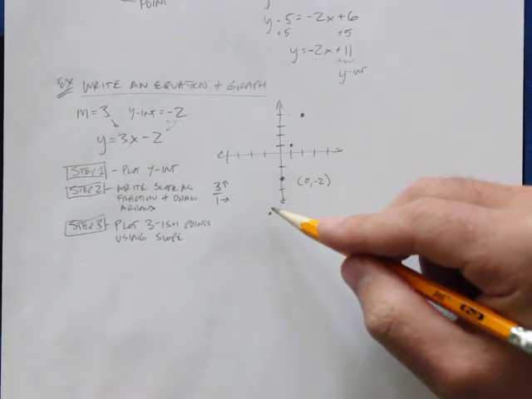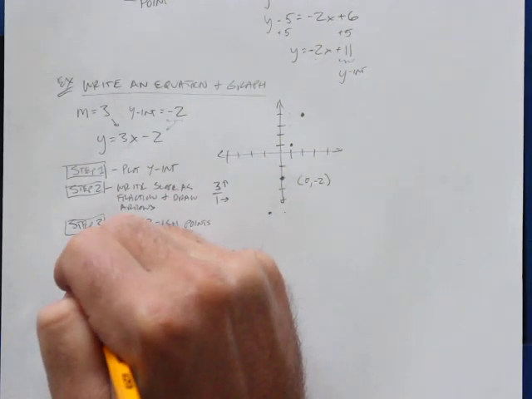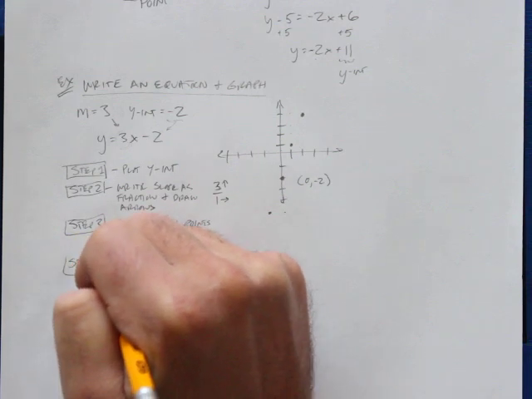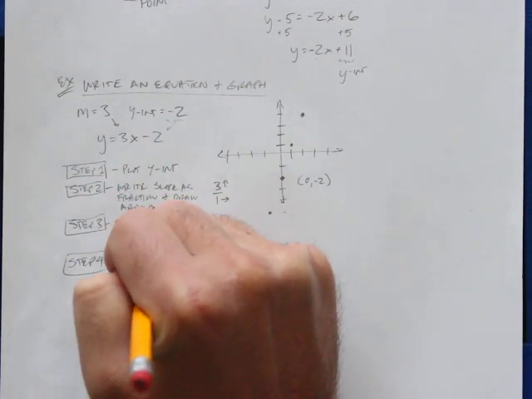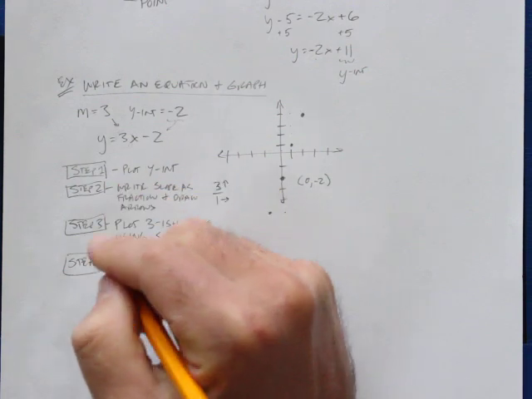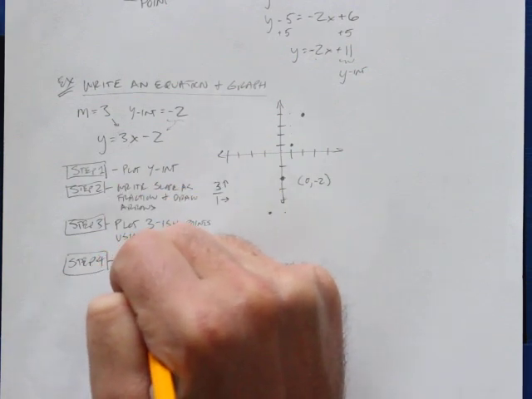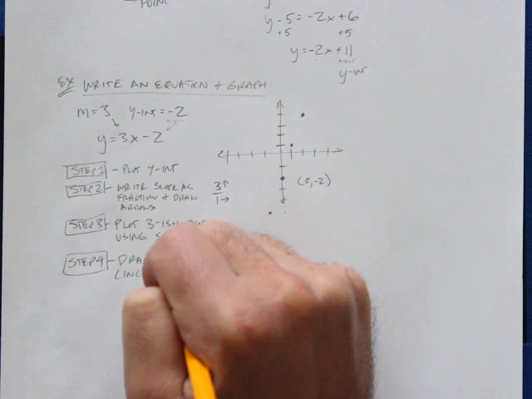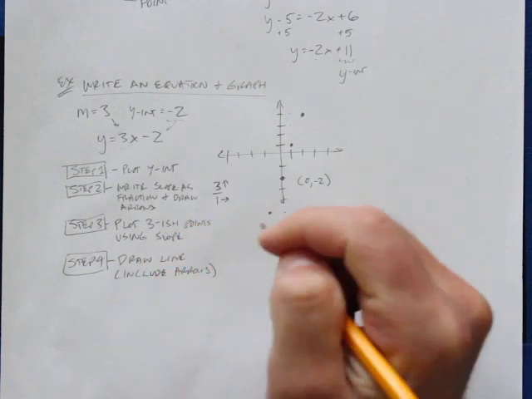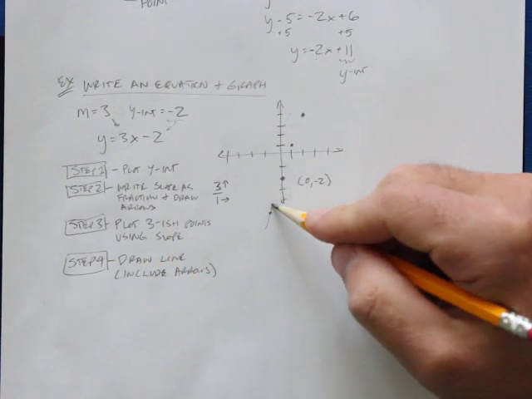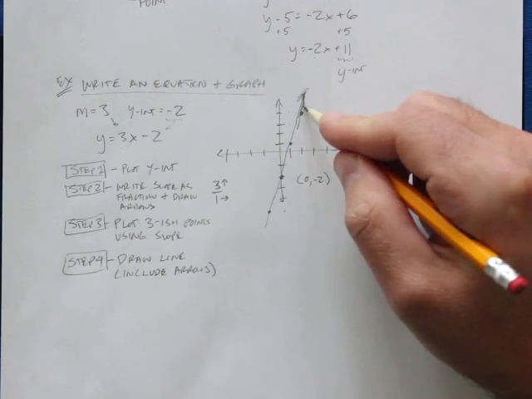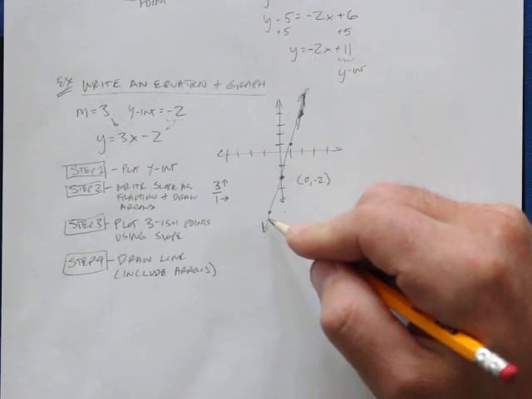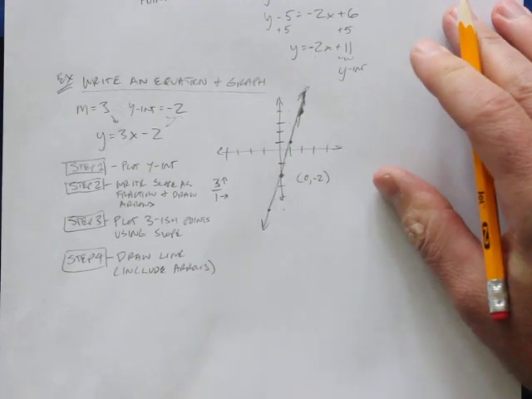And now I draw step 4. Draw a line, include arrows. That line got a little bit messy. Draw a line, include the arrows. There it is.